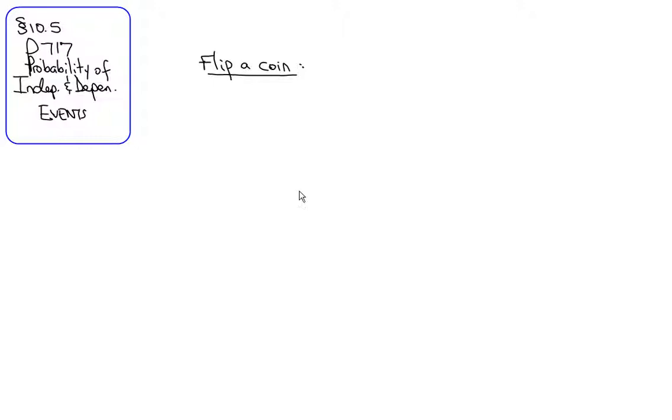So let's say that we want to flip a coin, and let's say we're going to flip it twice. We want to know what's the probability of getting heads on the first one and then heads on the second one. Well, there's two different ways that you can break this apart to analyze it.